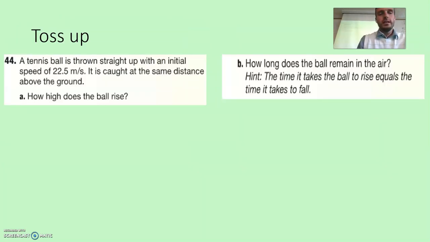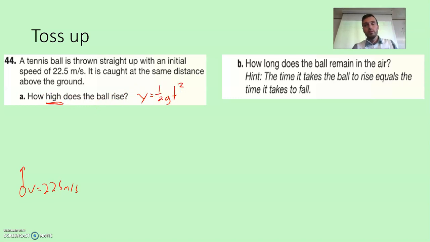So let's take a look at this idea. A tennis ball is thrown straight up like this. V equals 22.5 meters per second. So it goes up and it comes back down. How high does the ball rise? So we're looking for how high. That would be y equals 1/2 gt squared from our very special free fall equations.